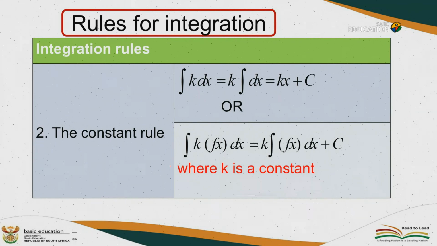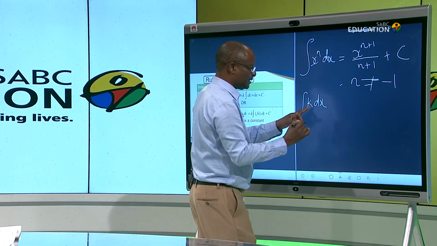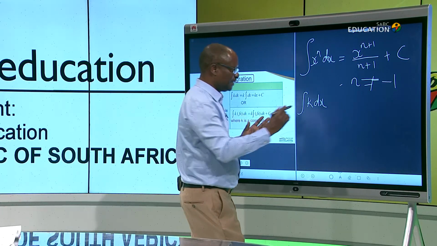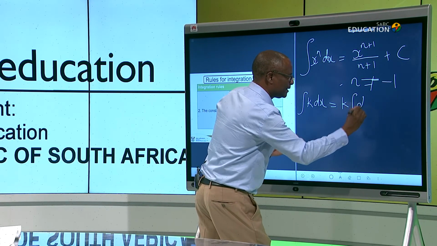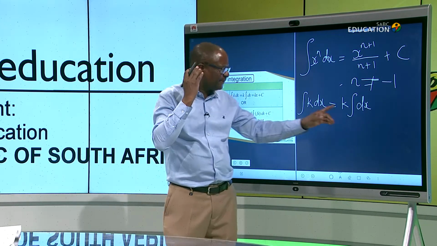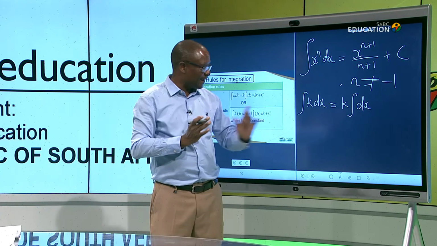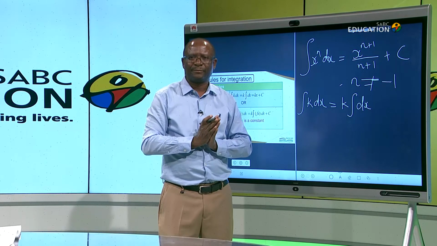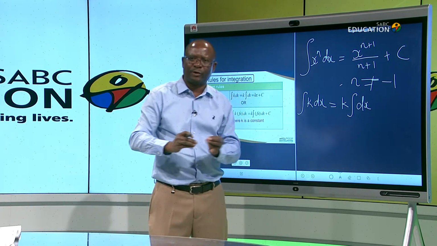But at the same time, we are saying here, we are integrating in terms of x. But if we take this k out as the constant, it means we're going to have k integral of dx. But it seems as if here there is nothing to be integrated, which is not so. That means here there is 1, because any number multiplied by 1 is equal to that number.